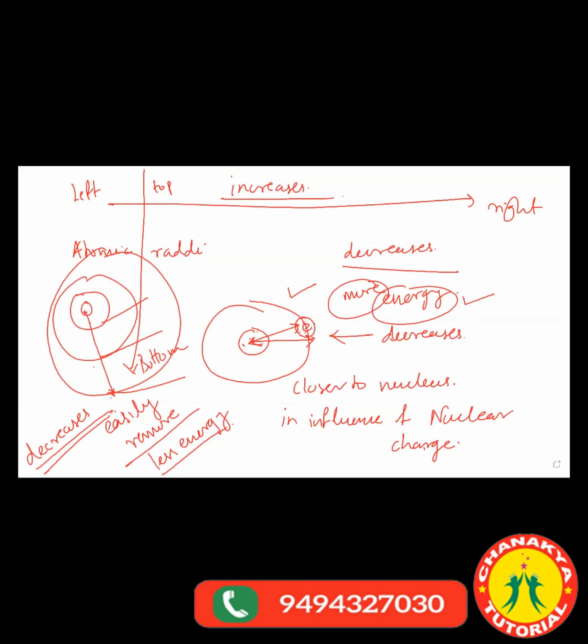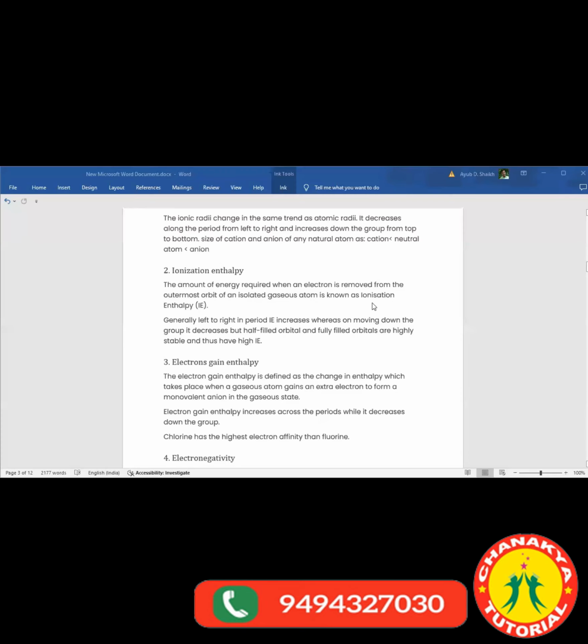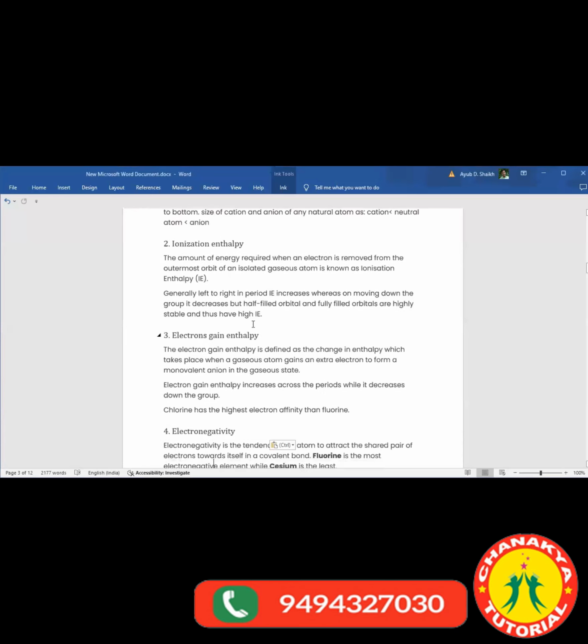Shall I erase this or do I need to keep it? You are writing. Done, ma'am. Fine, I hope you understand this. Give me a while. Let me share the previous screen again. I think only ionization enthalpy, electron gain enthalpy and electronegativity remain. These two points remain, and in the next period we will start with the question answers on this topic.